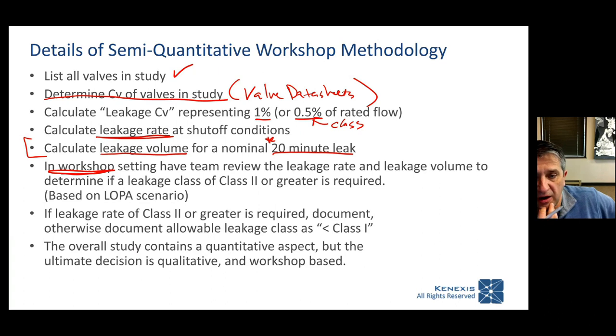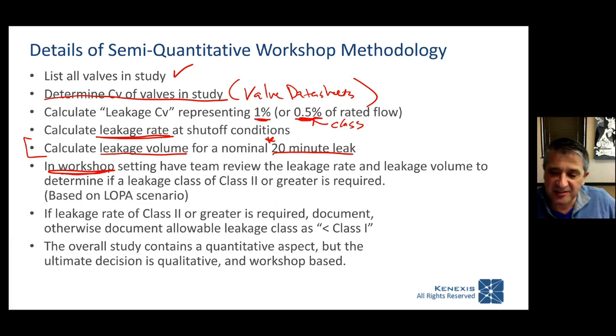So if you run a calc on 1% or 0.5% of rated flow and say, well, that amount of material is acceptable to leak through, guess what? You've just determined that class 1 leakage is okay. And class 1 leakage means I don't really need to do a leakage test every time I do a turnaround, every time I do a functional test of the valve. Great. But if your team says, well, no, that 10 gallons that's represented by a 0.5% leak is going to prevent the safety function from doing its job, and we're going to have the consequence.